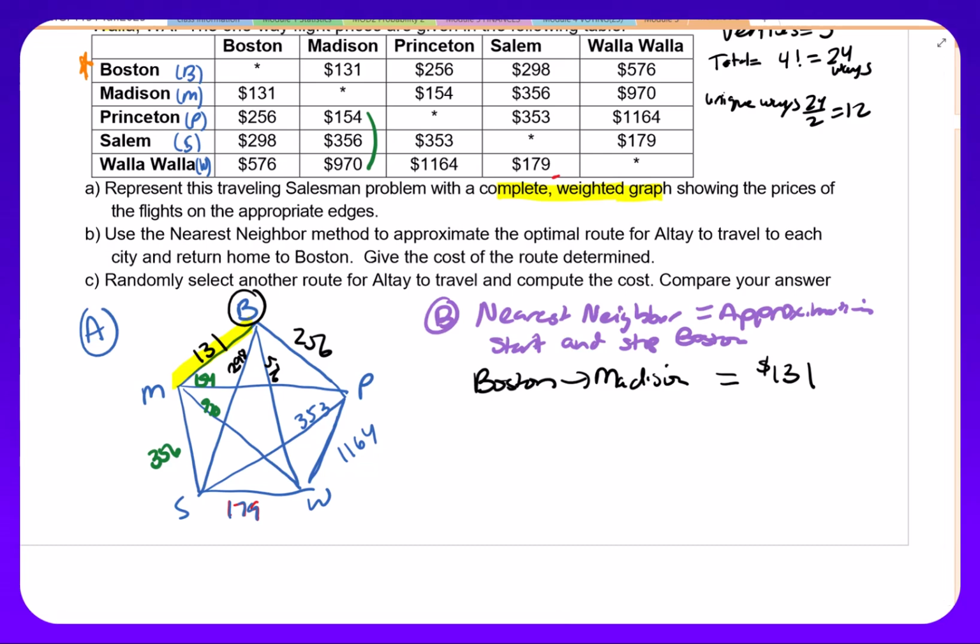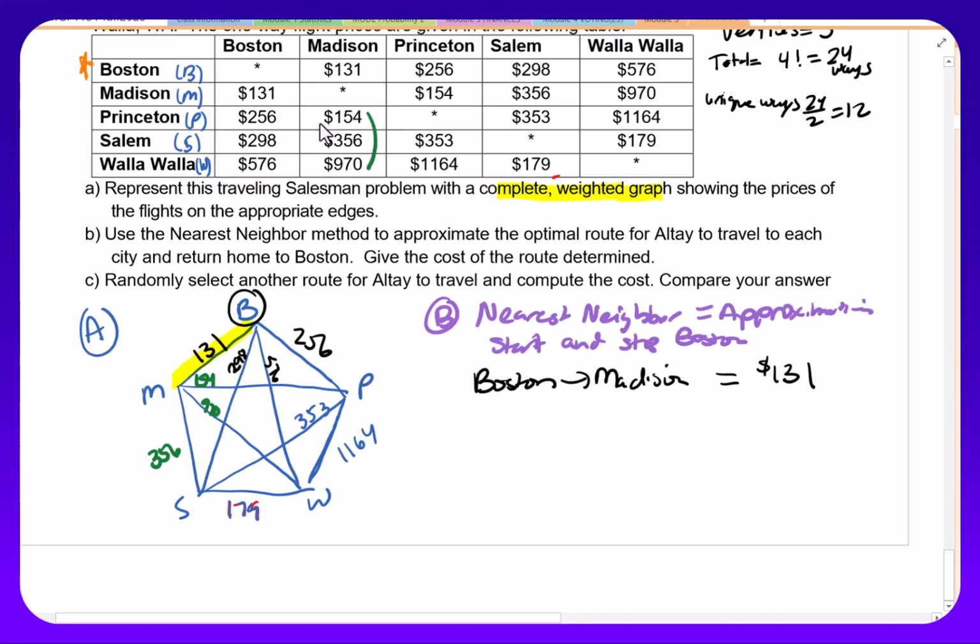So now I know I have to go from Madison to one of my other cities for the cranberry farms, and I have labeled those cities just by design from above pulling from the chart. I have the 154, 356, and the 970.